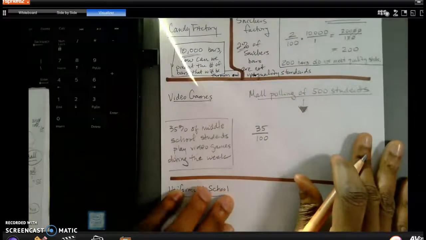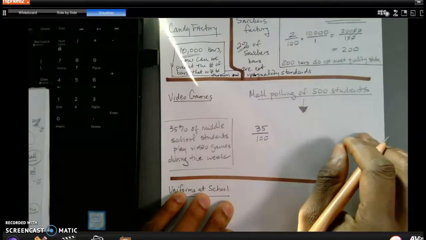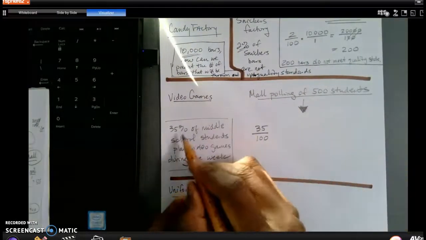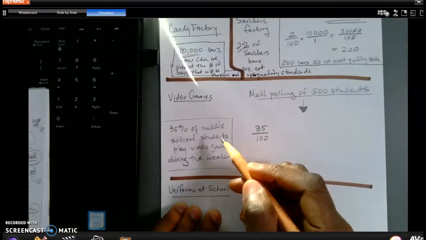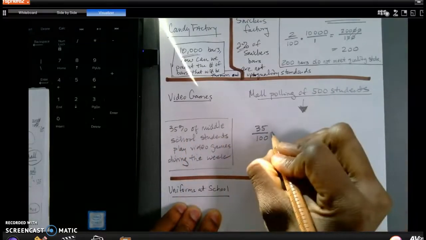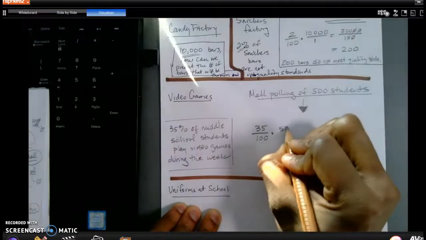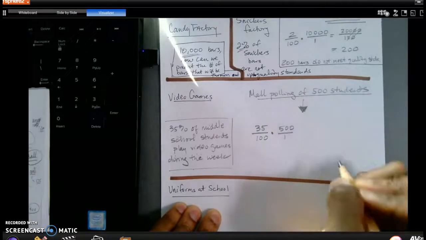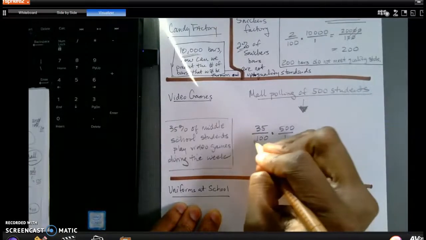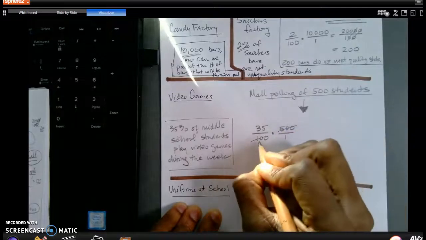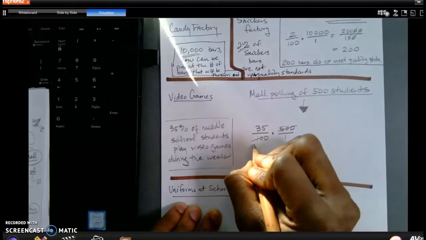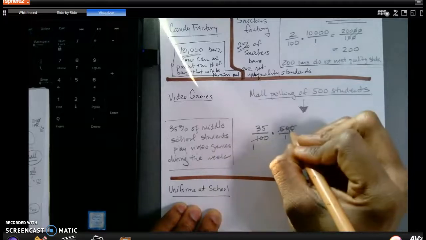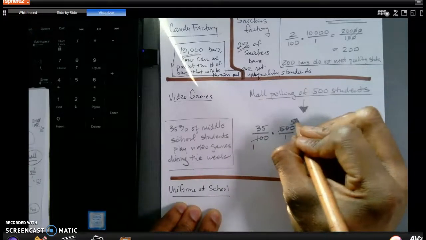35 over 100 is estimated to be the equivalent of 35%. I'm going to multiply that by the 500 kids that are polled at the mall. We know that I can cross simplify, so the greatest common factor between 100 and 500 is going to be 100. 100 divided by 100 is 1. 500 divided by 100 is going to be 5.